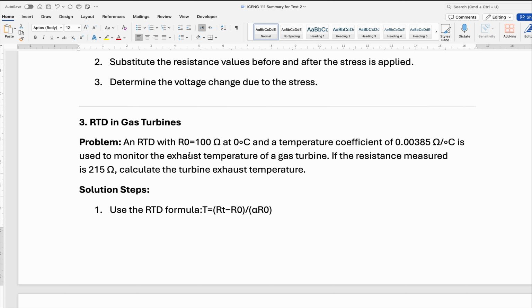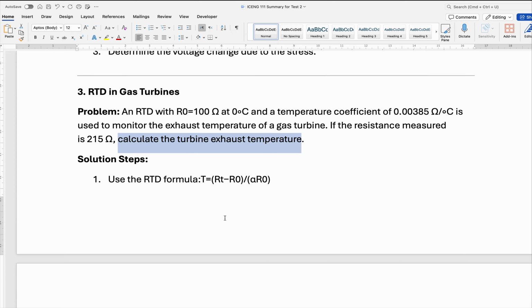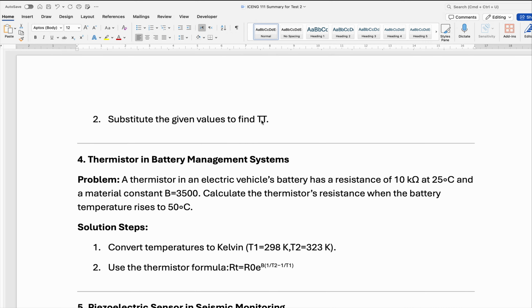In this question, I'm going to use that equation, but what information do I have? I have R naught and T naught, and a temperature coefficient alpha, used to monitor the exhaust temperature of a gas turbine. If the resistance is measured to be 215 ohms, now I'm given R, and it wants me to calculate the T. So you need to rearrange the equation so that you can find T, and this is the rearrangement.